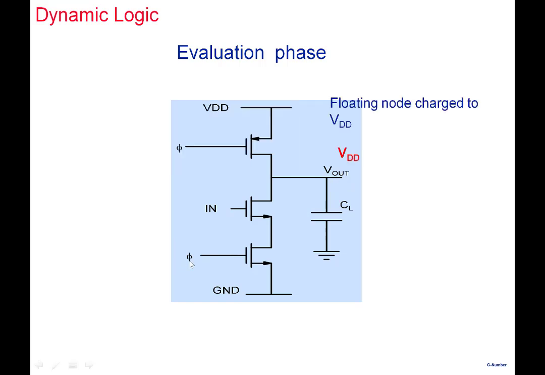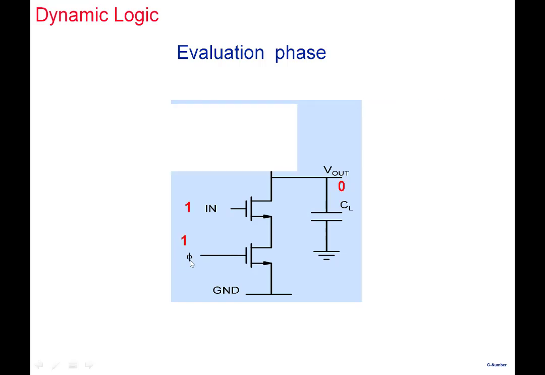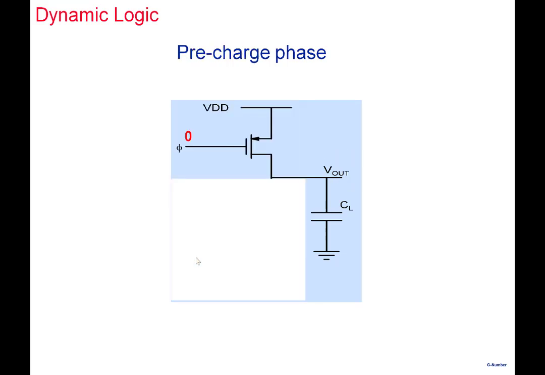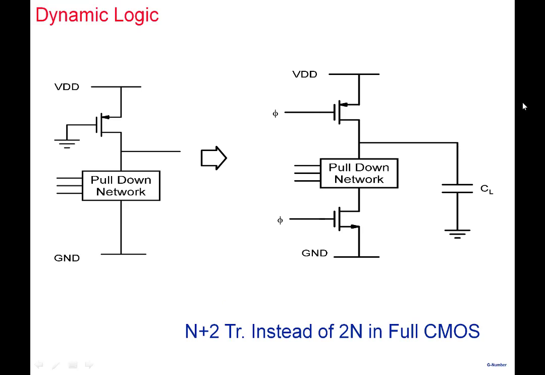So it works on this particular principle here. Now, if you go back and look at this particular logic here, the disadvantage was that when the output goes low here, there was a direct path from VDD to ground, and that was causing static dissipation. Now we don't have a direct path. Note that when this transistor is on, this transistor is off, right? So there's no direct path from VDD to ground here. So there's no static power dissipation.